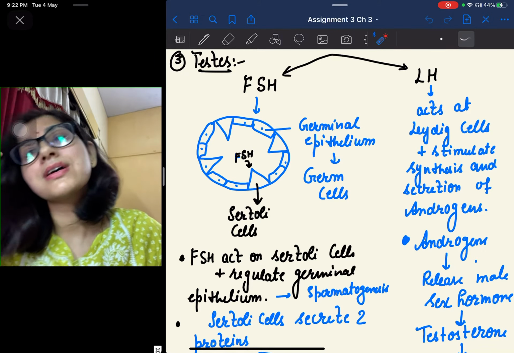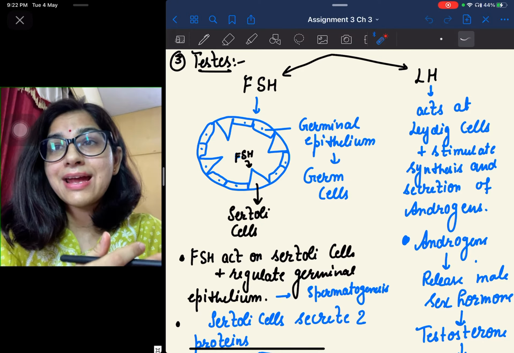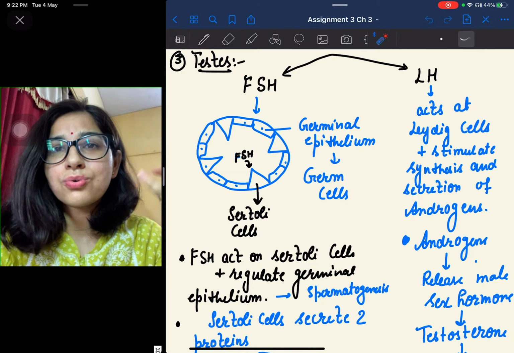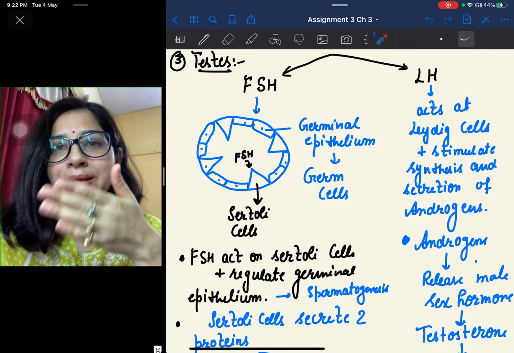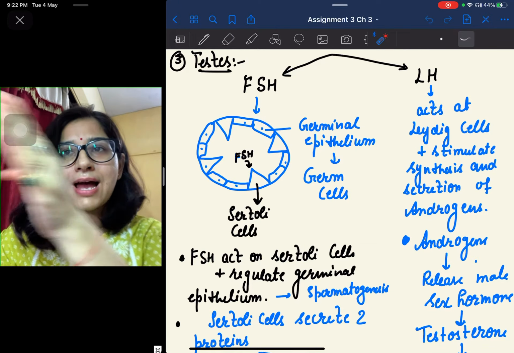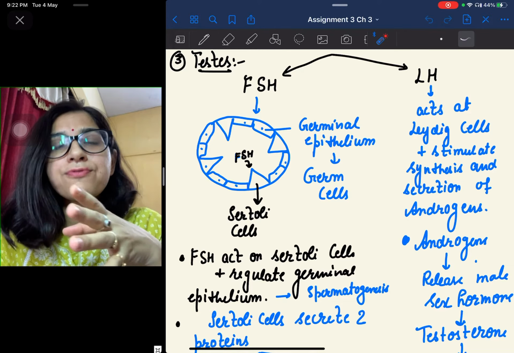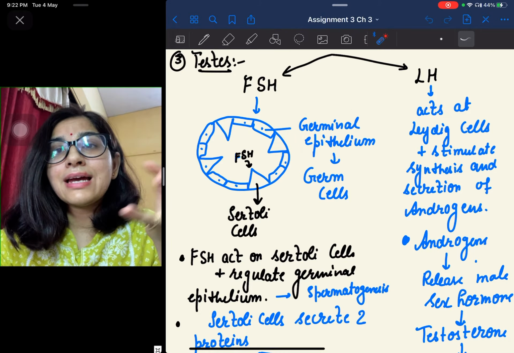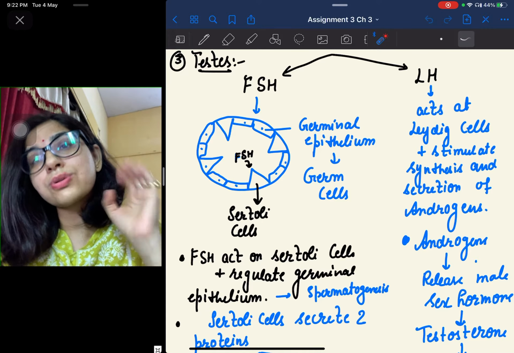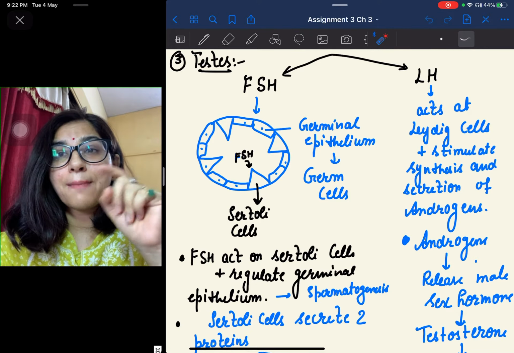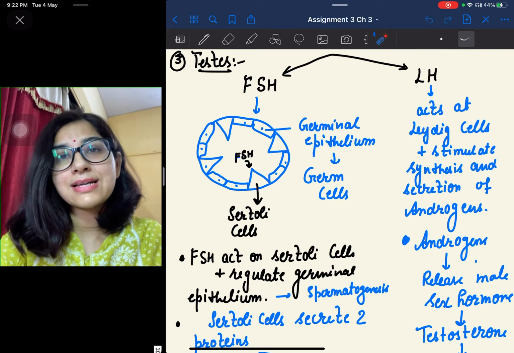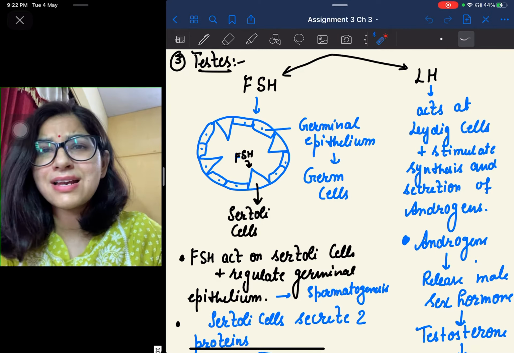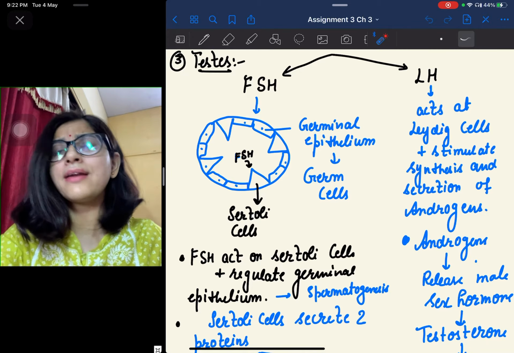release sperms. So FSH will stimulate your germinal epithelium. The germinal epithelium does not start working on its own, children. Somebody has to tell it, knock knock, now please start working, and that knock knock has been done by this FSH. So FSH stimulates your germinal epithelium, right? And then it acts on your Sertoli cells, because in the germinal epithelium there are embedded Sertoli cells.